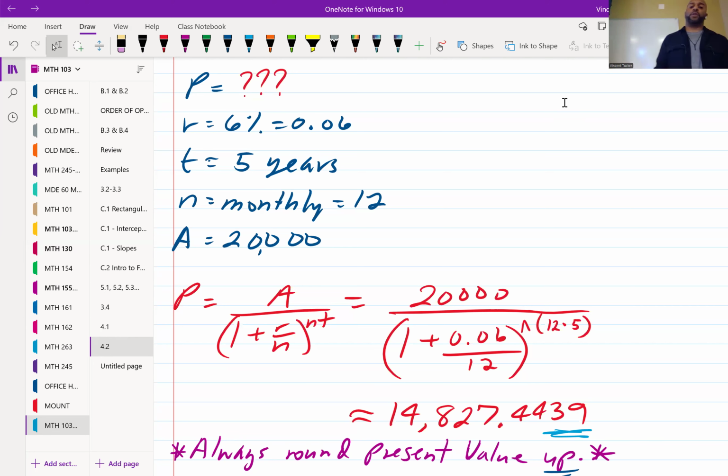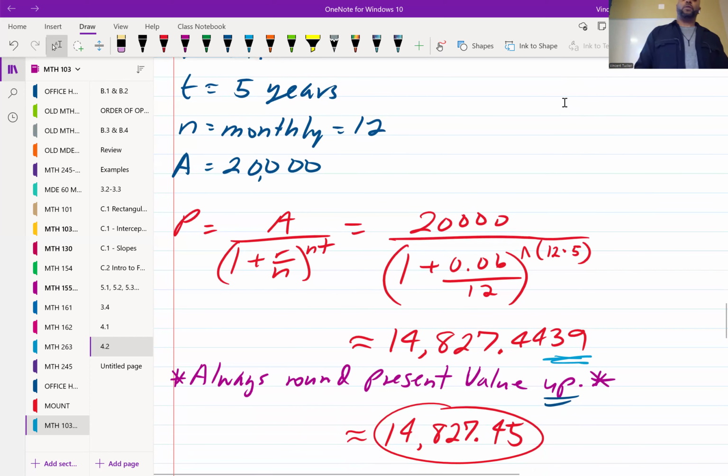All right, so when dealing with present value, we're always going to round it up. So our final answer is going to be 14,827.45. Now, if they tell you to round up to the nearest dollar, then you would take that seven up. But you're always going to round it up because if I put in this value, that's how I'll get to 20,000. But if I were to round down and take off this 3.9, then I'm not going to get to 20,000. I will come up a little short, even if it's a tiny bit short.